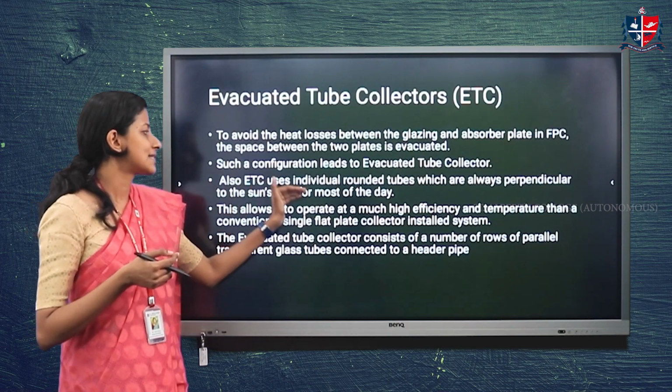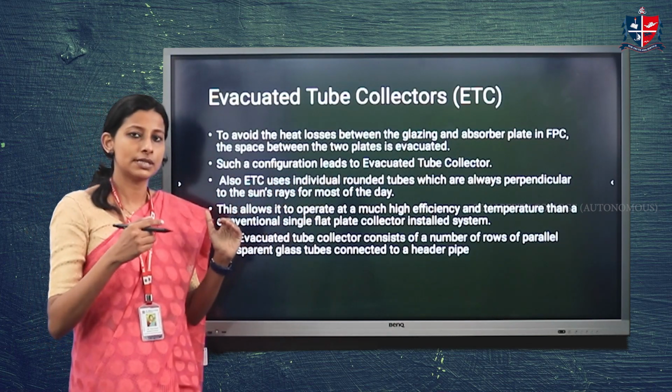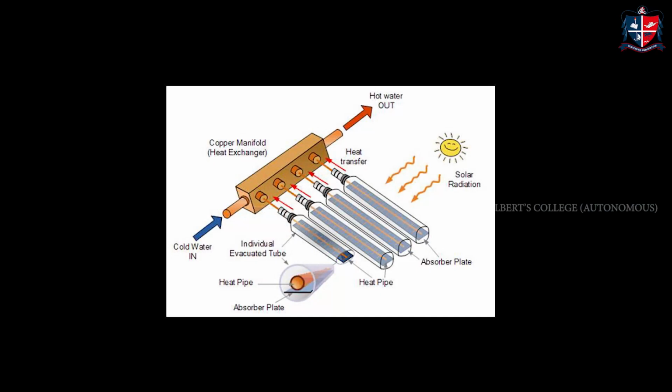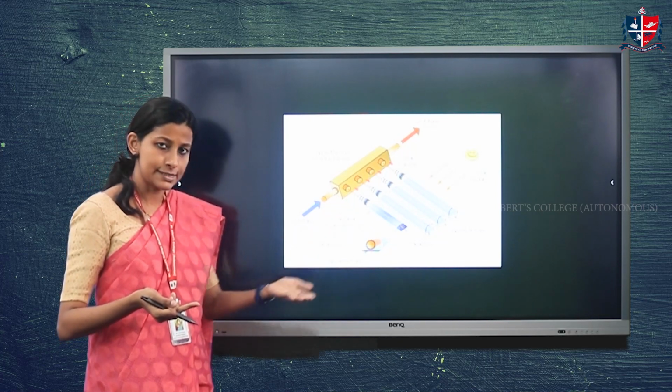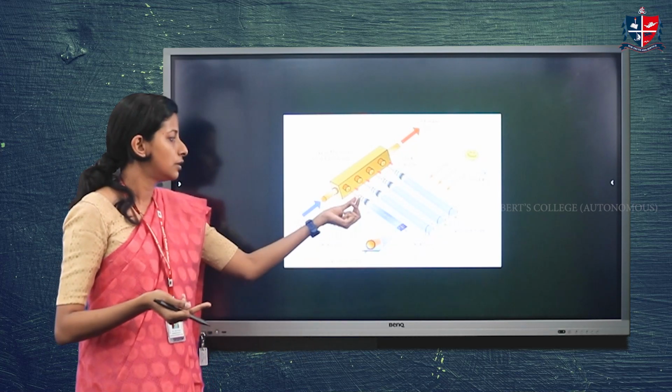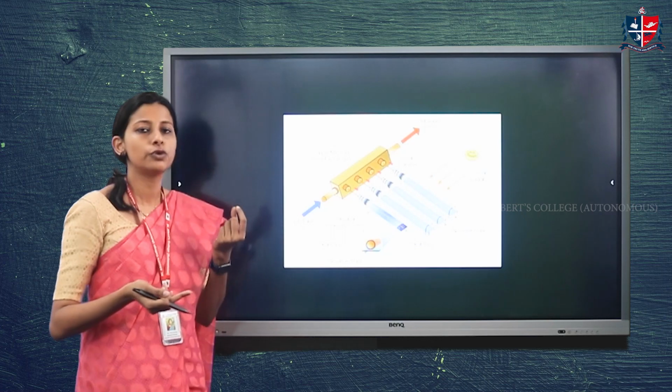Also, ETC utilizes individual rounded tubes. I'll show you the configuration. These are the individual rounded tubes of an ETC. Each of these has a glass plate, an absorber plate, and then the fluid tube. Clear? Like that, you place many of them in parallel, a lot of rows, to create an ETC. Each of these rounded tubes consists of a glass plate, an absorber plate, and the fluid tube, or the pipe through which the fluid flows.